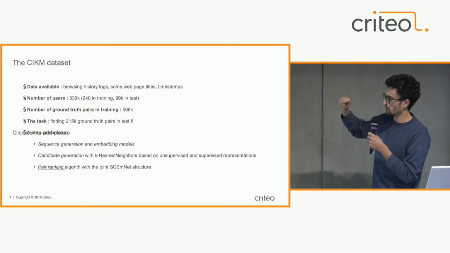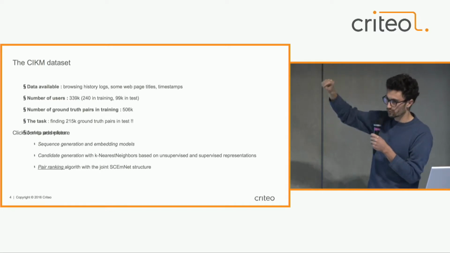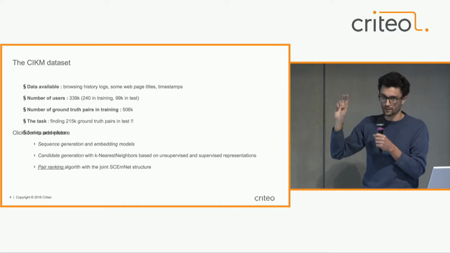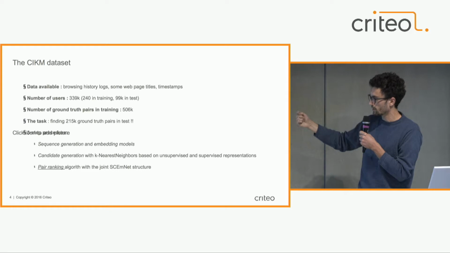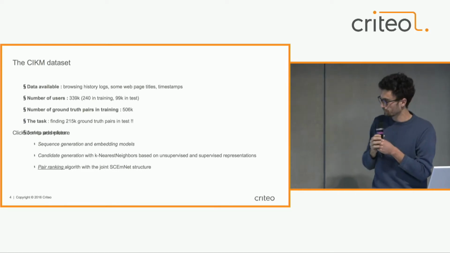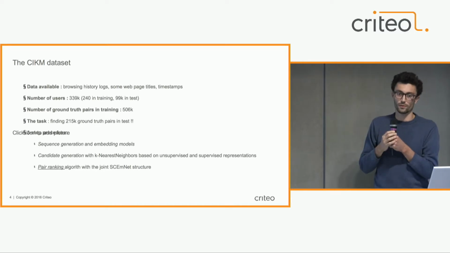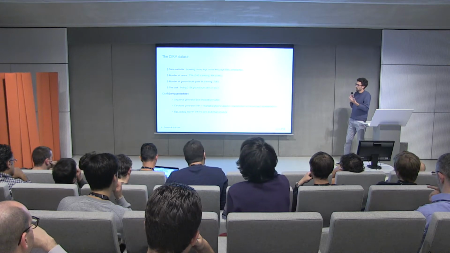The second step is candidate generation. With these unsupervised representations and also supervised representations such as TF-IDF, we generate candidate pairs using k-nearest neighbors. Then, with this reduced number of potential pairs, we develop a pair ranking algorithm to rank the pairs, and then we just take the top 215 ones.